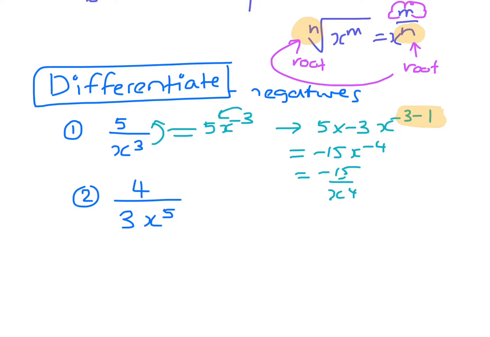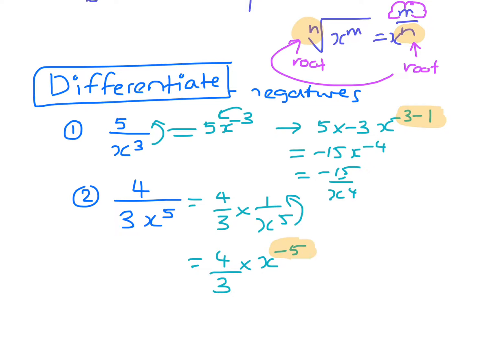Now, that's all good. If we look at this one, I want you to think of this as 4 on 3 times 1 on x to the 5. So you don't bring that 3 up to the top, because it's not part of the fraction. And then when you bring that up to the top, it's x to the minus 5. So the 3's down the bottom, and the 4's up the top.